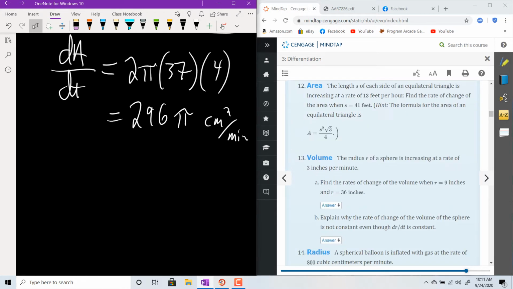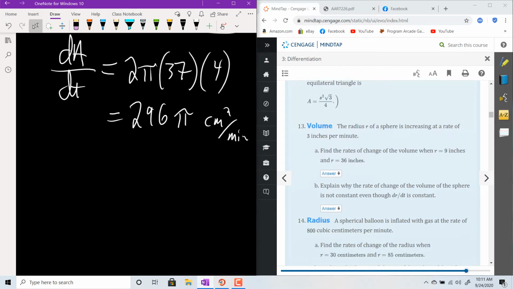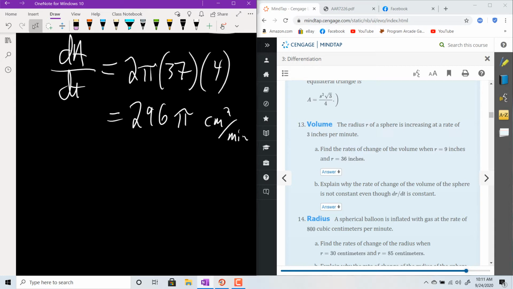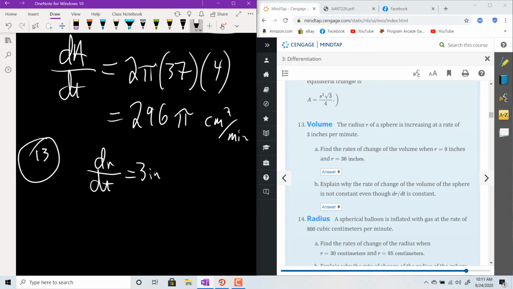Volume of, I guess, a sphere. So the radius r of a sphere is increasing at a rate of 3 inches per minute. This will be number 13. So they're saying the rate of change of r with respect to time is 3 inches. I'm going to get my given information first this time. 3 inches per minute. Find the rate of change of the volume when r is 9 and then when r is 36. Okay, so when r is 9 and then again when r is 36.